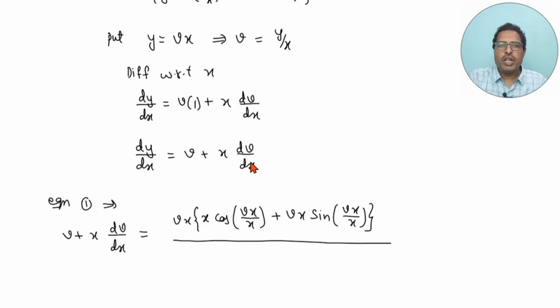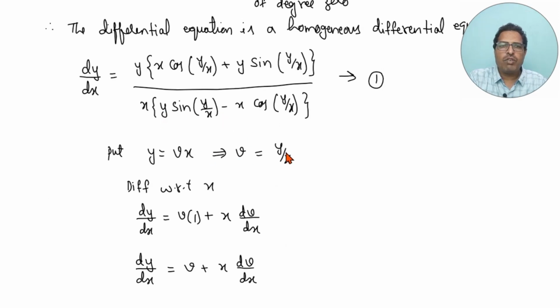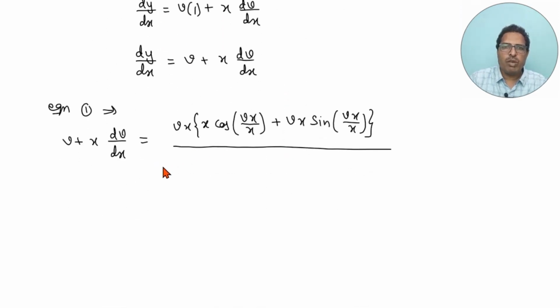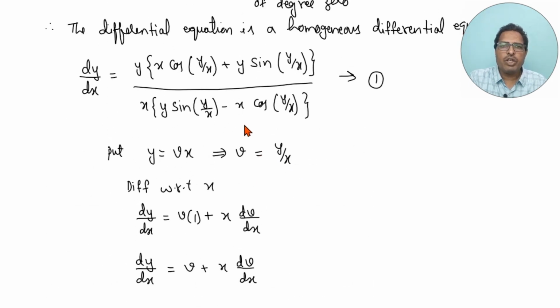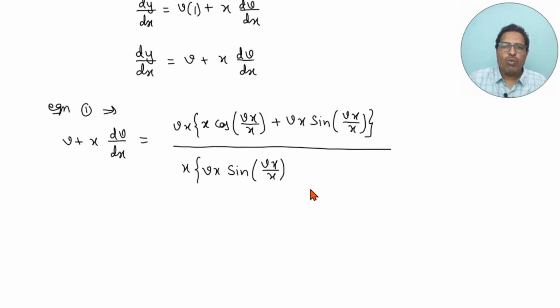Whole divided by, in the denominator, x times y into sine y by x, where y is vx, so vx into sine of vx by x, next term minus x cos y by x, where y is vx, so minus x cos of vx by x.